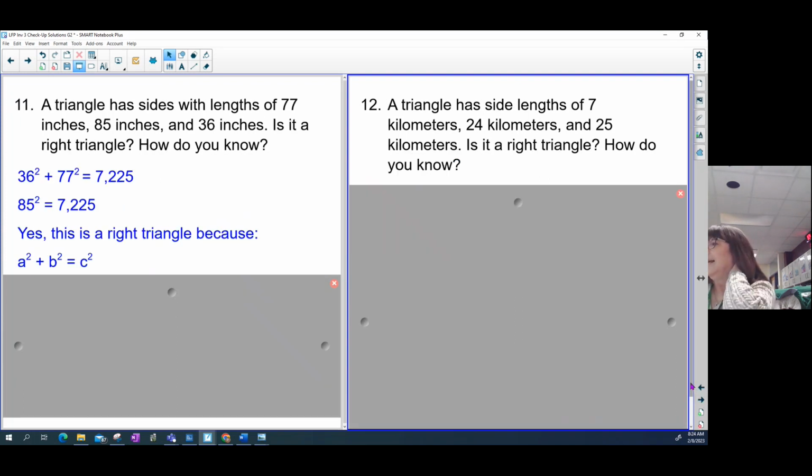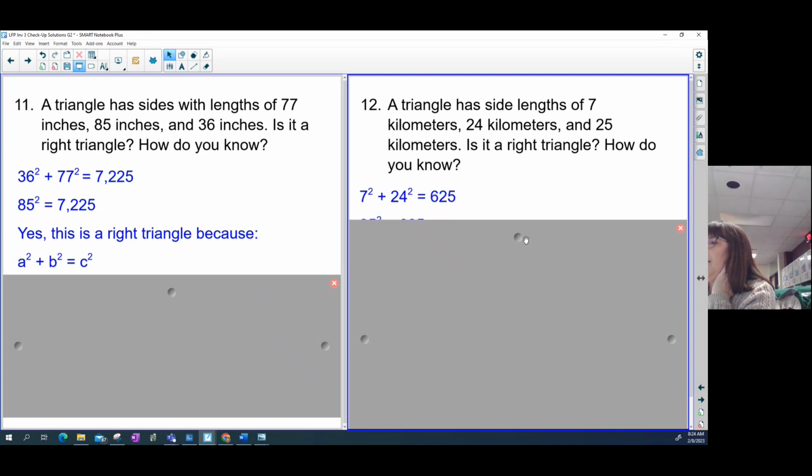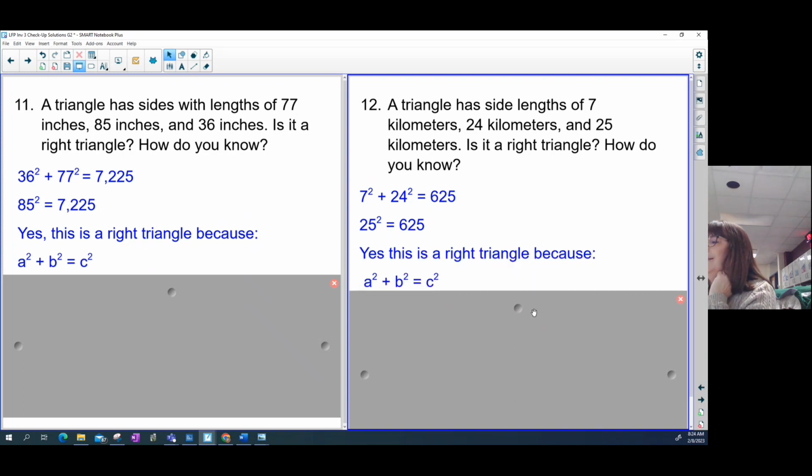Number 12, a triangle with side lengths of 7 kilometers, 24 kilometers, and 25 kilometers. Is this a right triangle, and how do you know? So 7 squared plus 24 squared, my two legs, give me 625. And then when I take the hypotenuse squared, 25 squared, I also get 625. So yes, this is indeed a right triangle because a squared plus b squared does equal c squared.